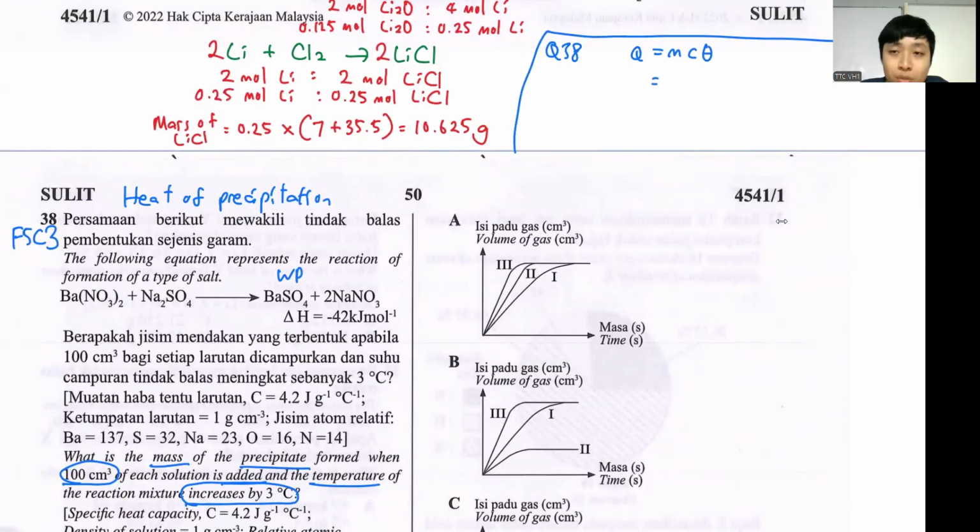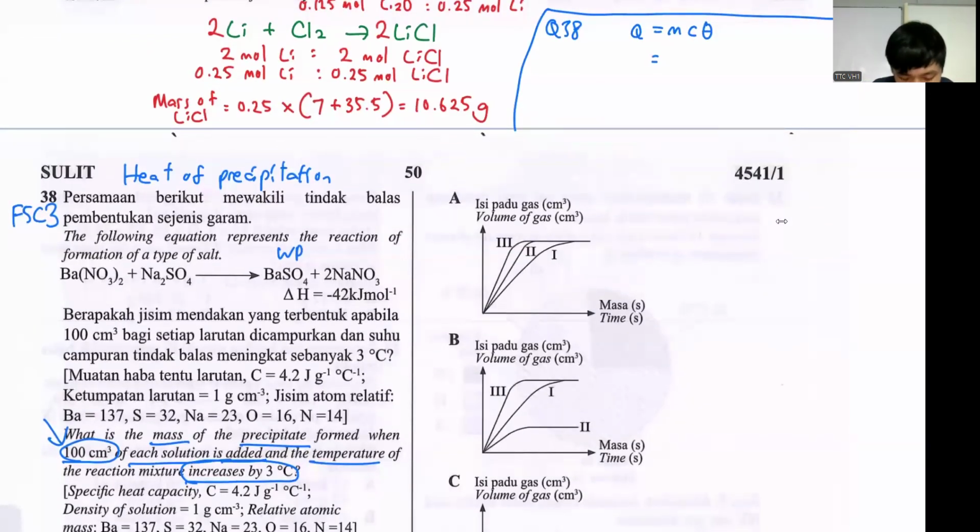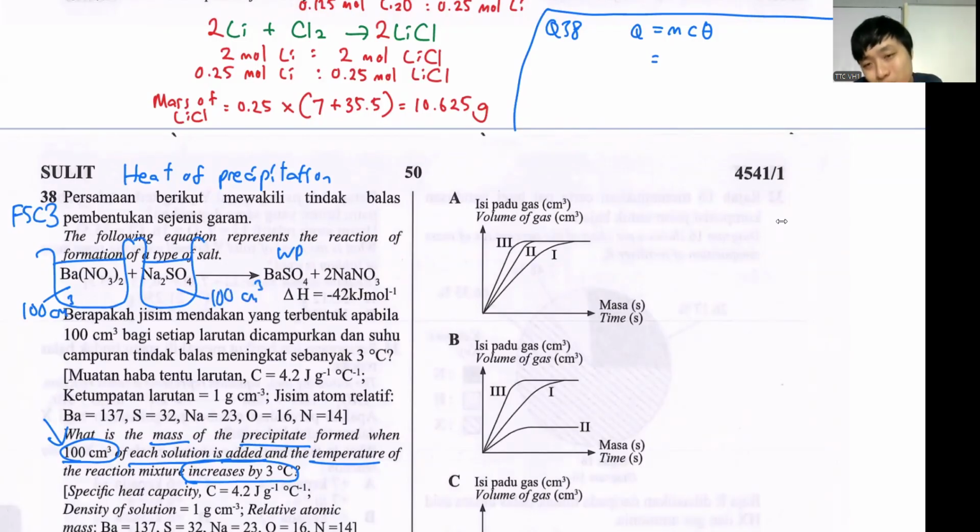What is the mass of water? How much? It's not only 100. Normally, yes, okay. Each solution, and remember, this one is both soluble salt. They say each one contains 100 cm³. Students always mess up this one. So each solution means each is 100.